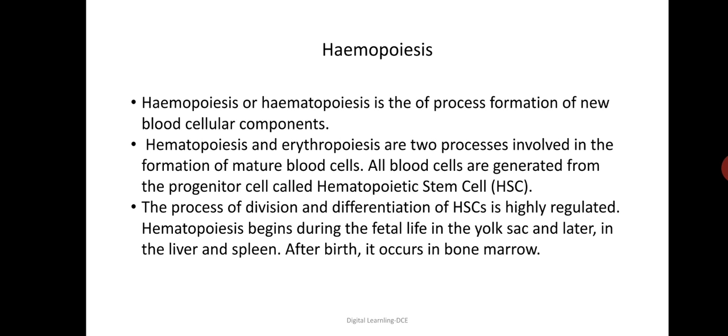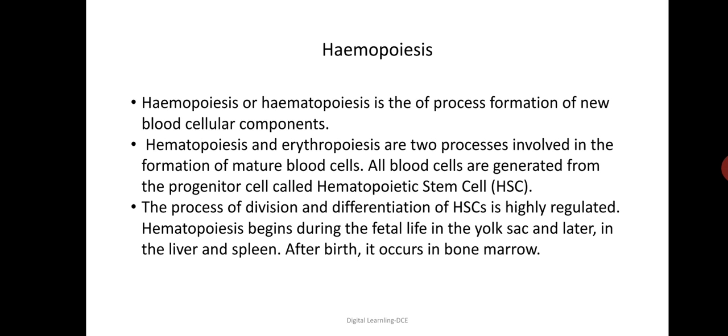Stem cell is pluripotent and has an ability to develop into all kinds of cells. From all the cells, stem cells are most resistant to damage. The process of division and differentiation of hemopoietic stem cells is highly regulated. Hematopoiesis begins during the fetal life in the yolk sac, and later the liver and spleen. At birth, it occurs in bone marrow.